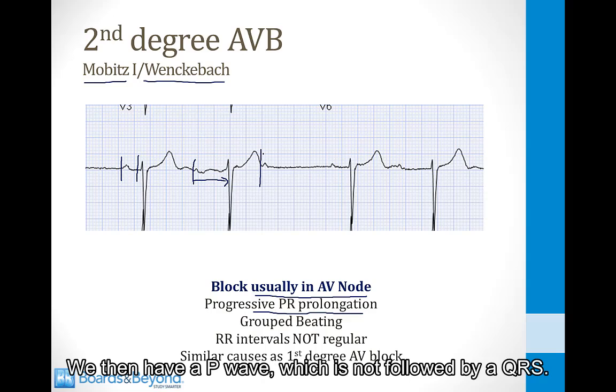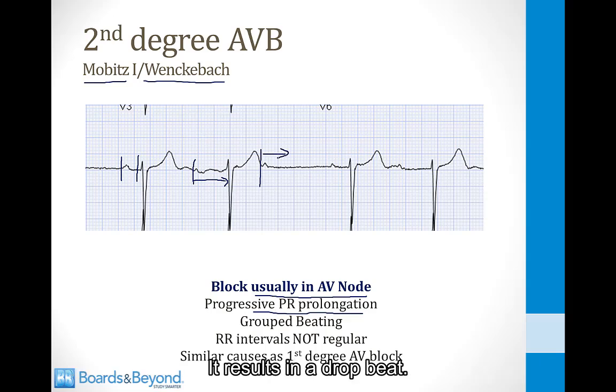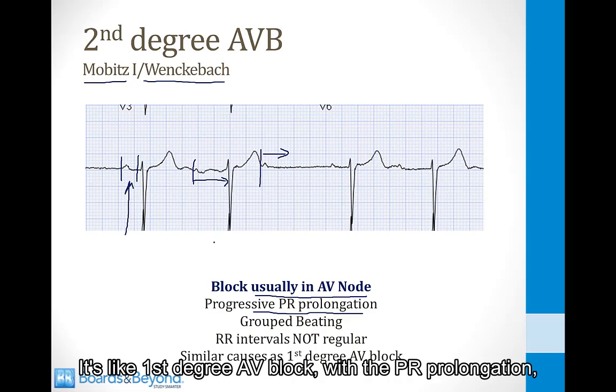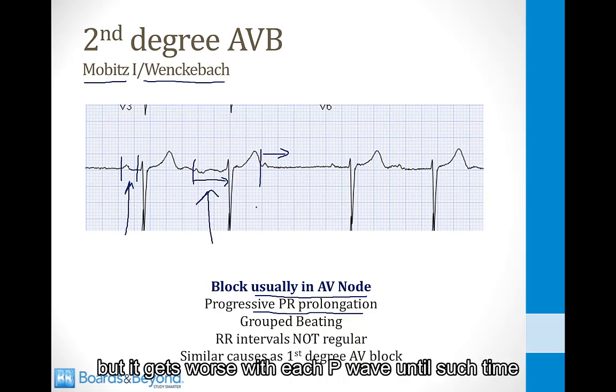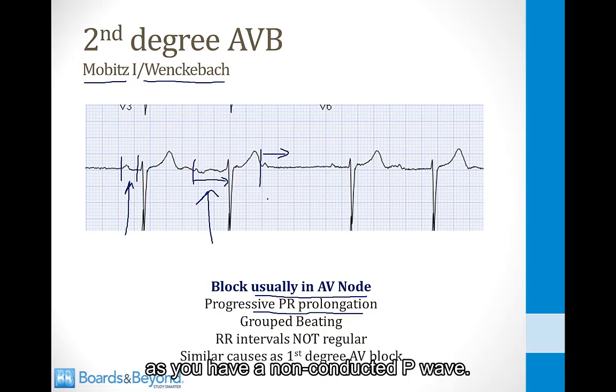We then have a P wave which is not followed by a QRS. It results in a drop beat. It's a non-conducted P wave, and this is the hallmark of Wenckebach block. It's like first-degree AV block with the PR prolongation, but it gets worse with each P wave until such time as you have a non-conducted P wave.